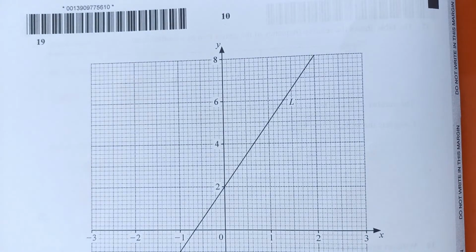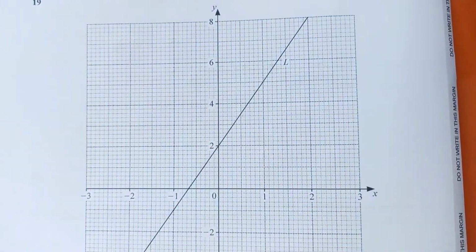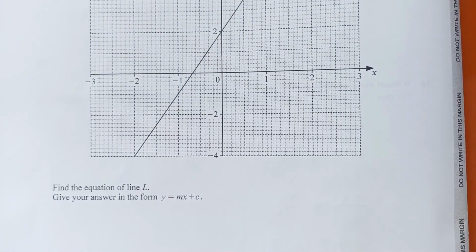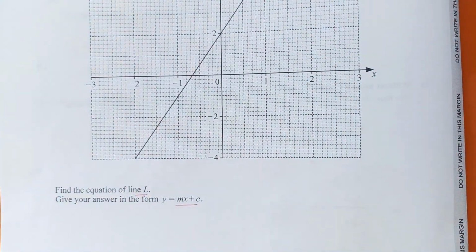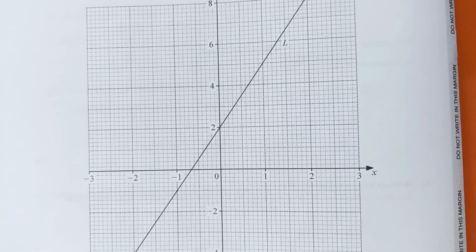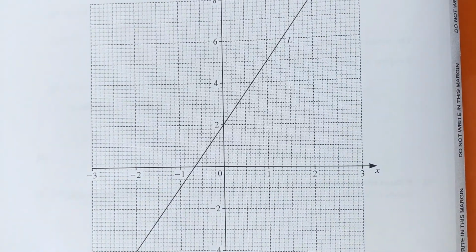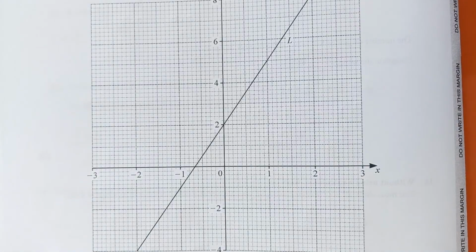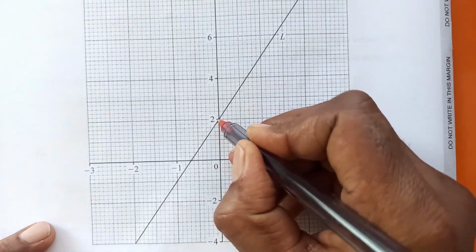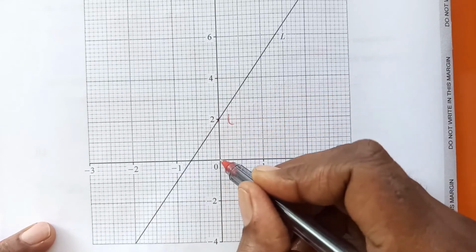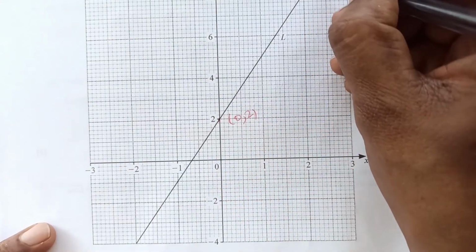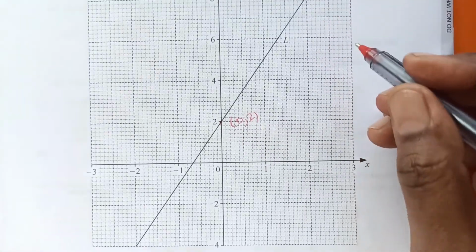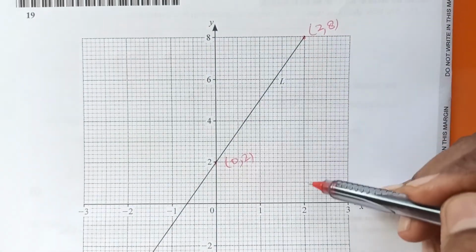Question 19. You can see we have a line graph here. Find the equation of line L. Give your answer in the form y equals mx plus c. So this is the line L given to us. For this line we need the gradient, right? To find the gradient, we can use any 2 points. Like this point, x is 0, y is 2, and we can choose this top point here, which is 2 and 8.